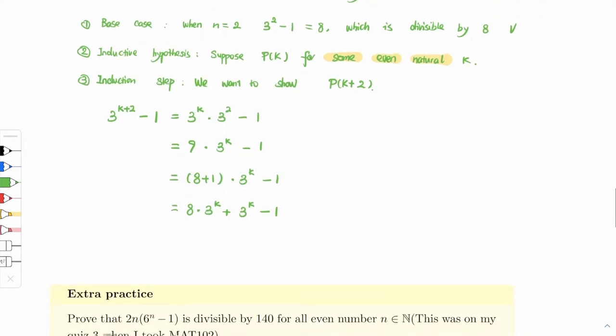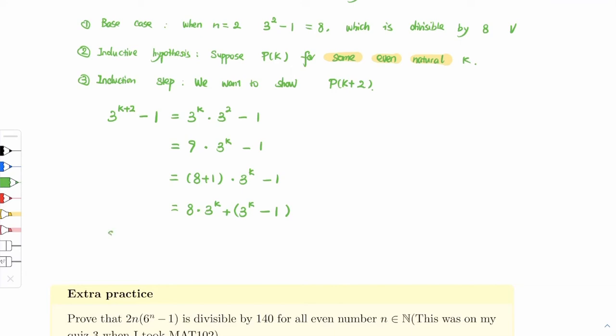Anyway, this is going to be, let me just add a bracket here. Okay, now we know that this is definitely divisible by 8 because it's 8 times an integer. This is also divisible by 8 by our inductive hypothesis. So the sum of them must be divisible by 8 as well.